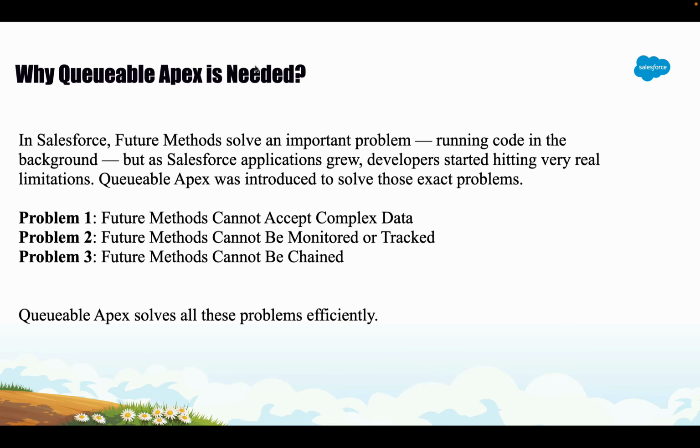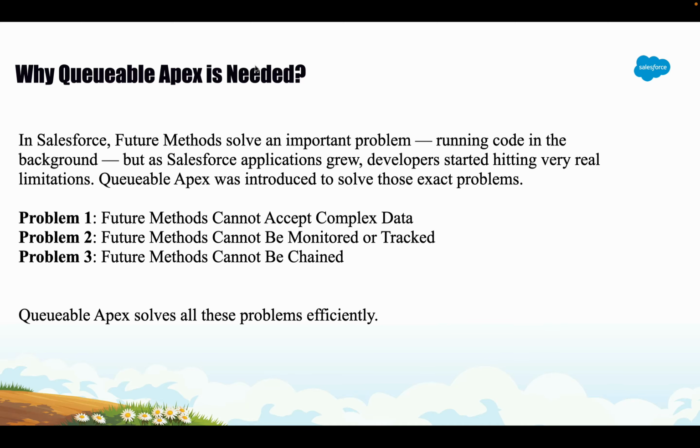In future method, the major problem was that we cannot process a list of sObjects, or pass complex data as a parameter to it. Suppose you are doing an API callout. Let's say you have created an account, and after the creation you need to send that account data to your SAP system. Because we cannot pass a list of sObjects, you will not be able to pass that to a different system via the future method. So that is a problematic thing.